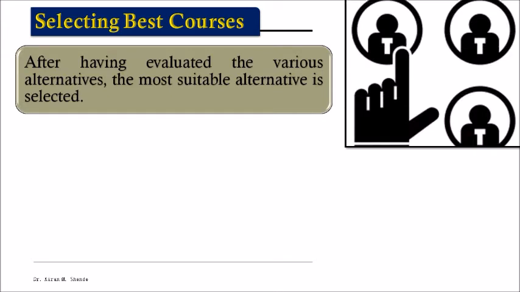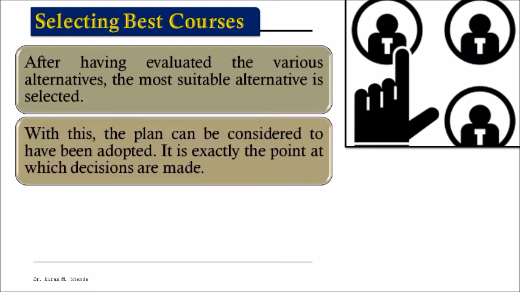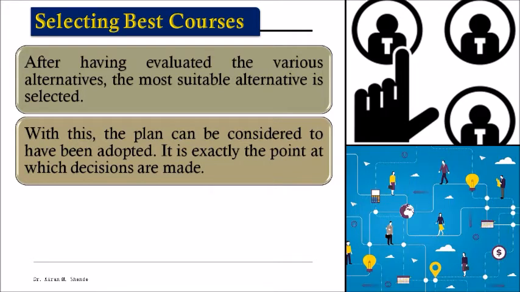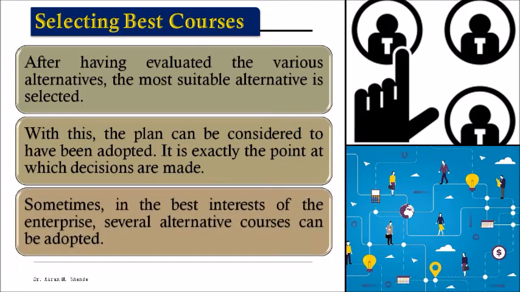So after you check all the alternatives, you select the best one which is suitable for the organization. With this, the plan can be considered to have been adopted. It is exactly the point at which decisions are made. So based upon the best alternative, the plan is made accordingly, and now it is the time for getting the plans into actions and taking decisions accordingly.